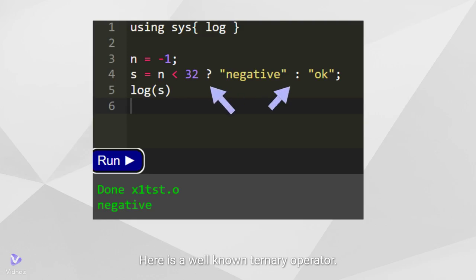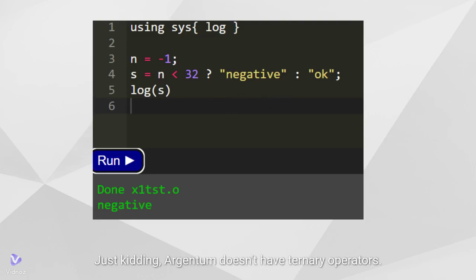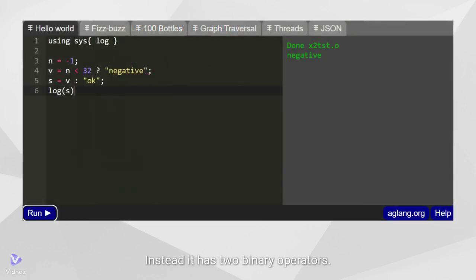Here is a well-known ternary operator. Just kidding, Argentum doesn't have ternary operators. Instead, it has two binary operators: question mark and a colon. We can even write them separately and assign intermediate value to a variable.